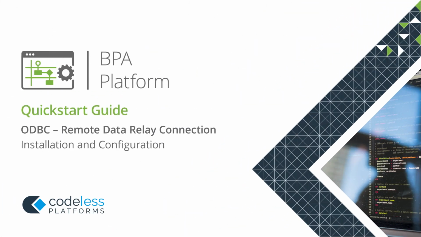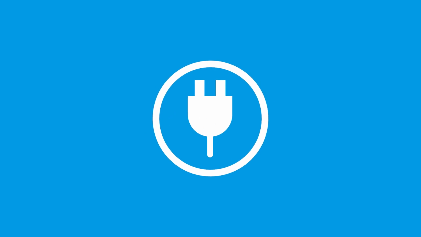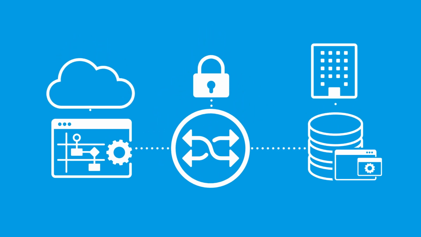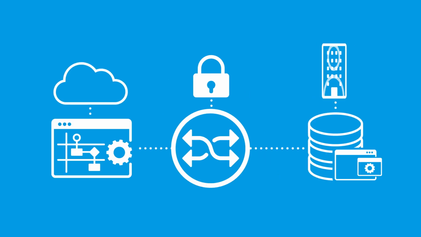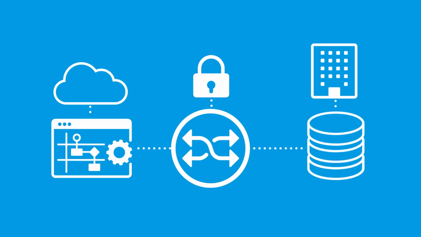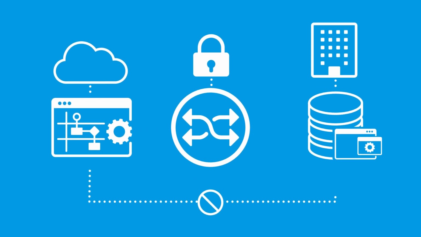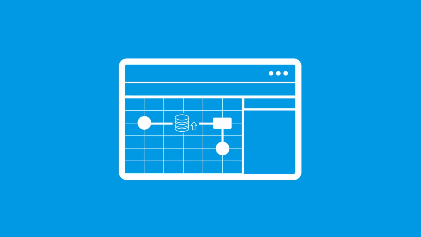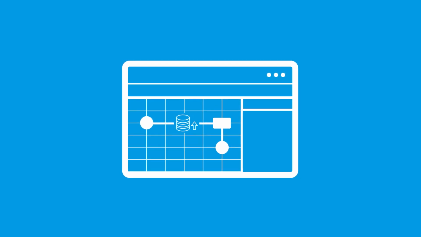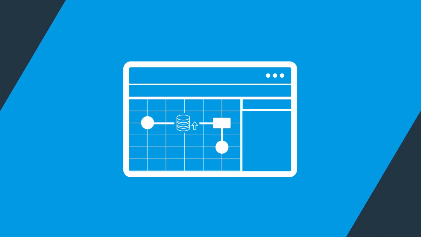Welcome to the ODBC Remote Data Relay Quickstart Guide. We will focus on a remote data relay connection where BPA Platform is hosted in the cloud by a partner and the end user wants their on-premise ODBC data source to be used in their partner-hosted tasks. This is applicable when the partner has no direct connection from their network to the customer network. The functionality of the database query ODBC tool at step level remains unchanged from previous releases.